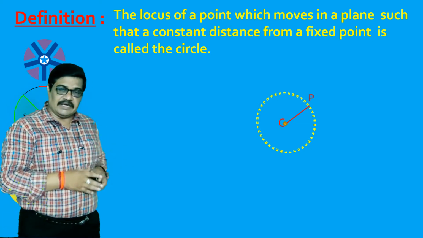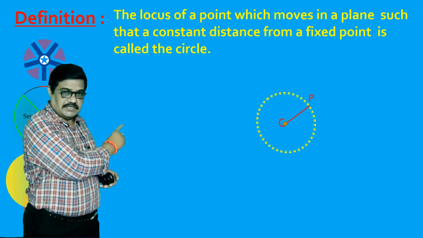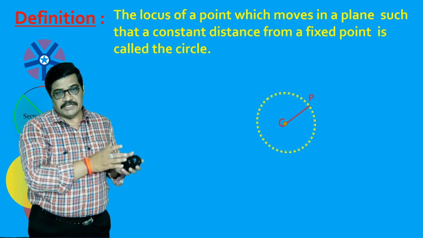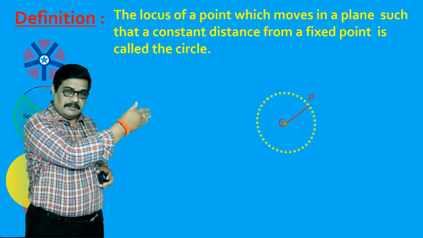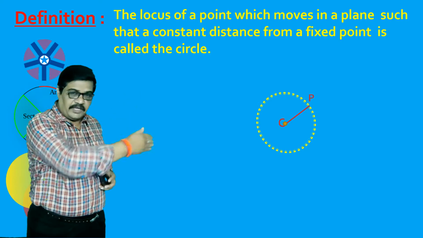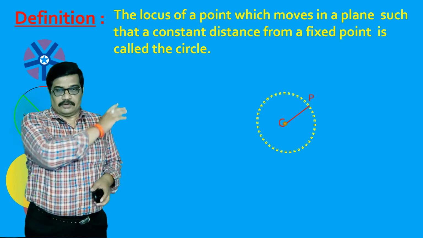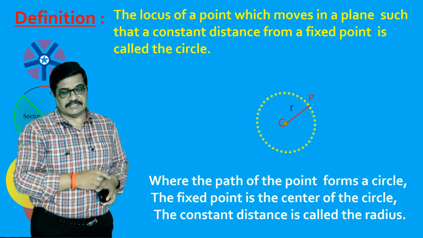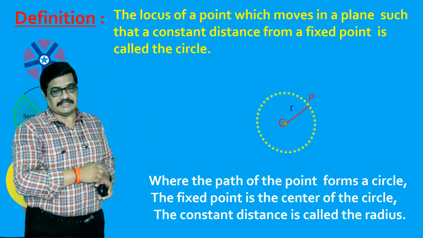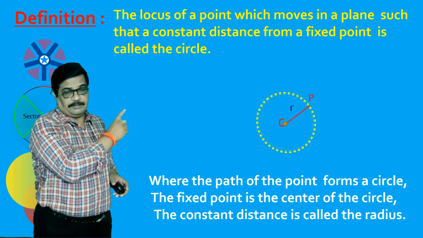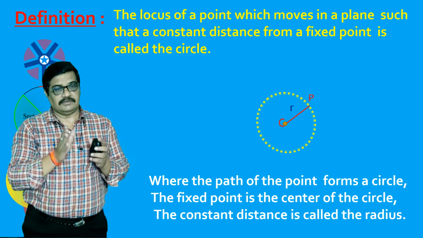So what is the mathematical condition here? The mathematical condition is the constant distance, that is, CP is a constant. That is our mathematical condition. So the locus of P forms a circle. The path of P forms a circle. Here the fixed point is called the center and the constant distance is called the radius, and the path of the point P forms a circle. That is the concept of the circle.